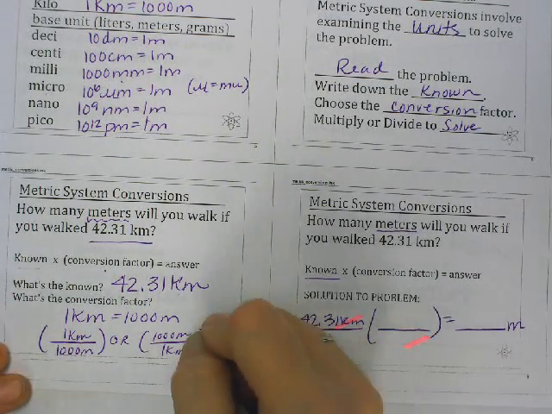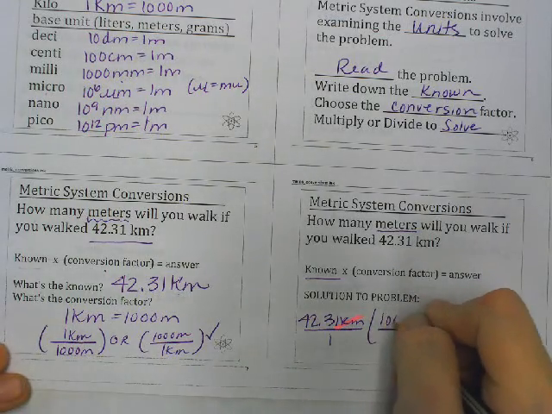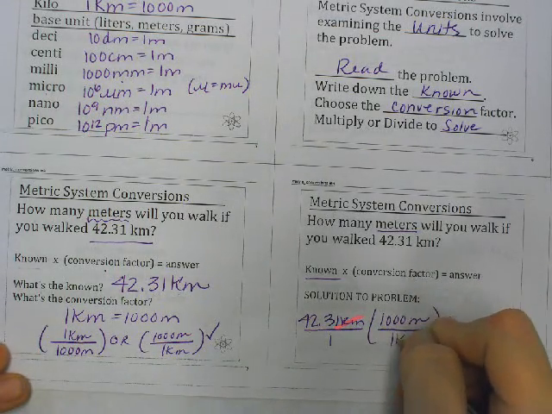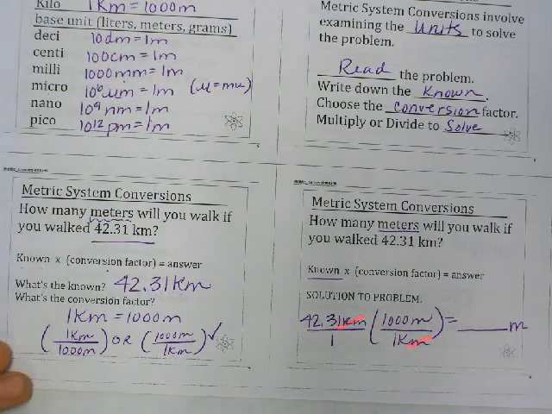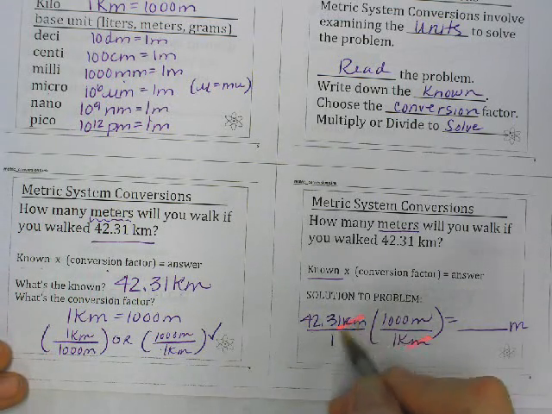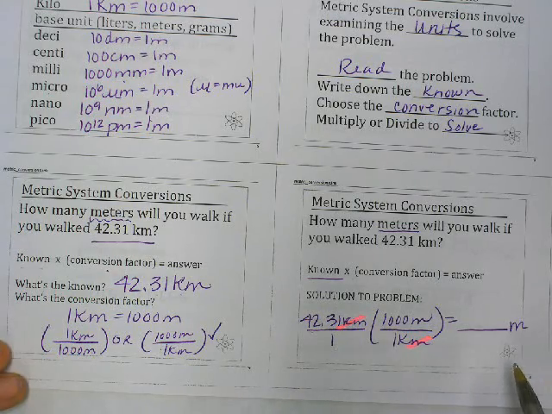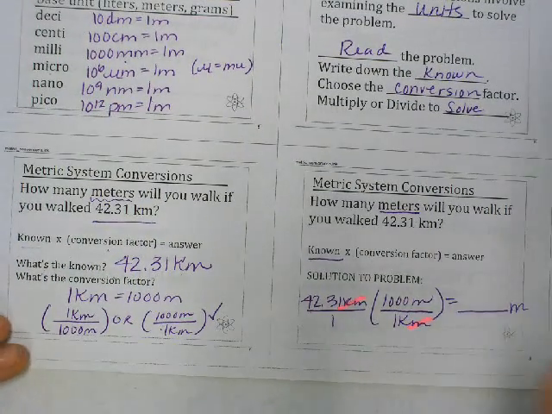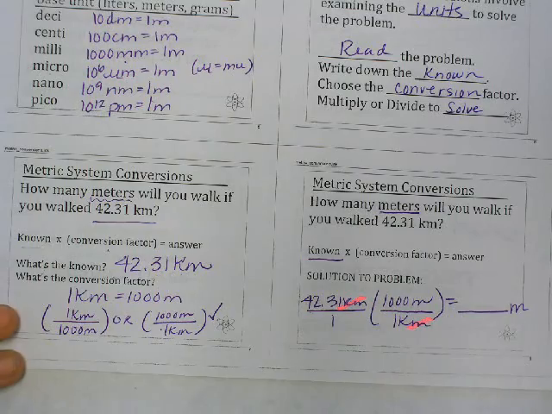I'm going to take that second one and I'm going to write it in there exactly as is. This is always your choice. Which one do you use to solve the problem? You have to use the one that cancels out your known. It's the same as in math. Whatever's on top, if there's the same thing on the bottom, you can cancel it out.